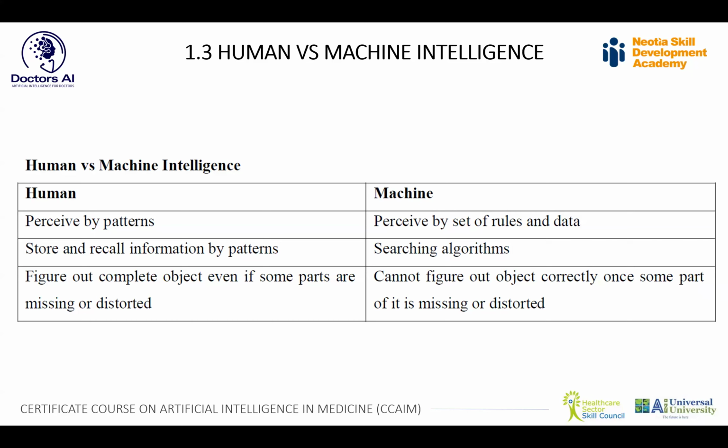Now, what does a human mind do? We store and then we recall the information by patterns. For example, what we have learned during our medical days, we store, and then as we are practicing, we try to recall that information back in typical patterns. The same thing is done by machines only in the form of a searching algorithm. So it's the same way it works. It just uses an algorithmic approach of retrieving the information from the data.